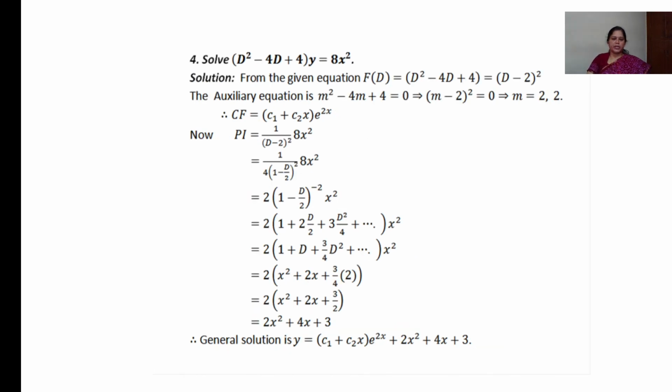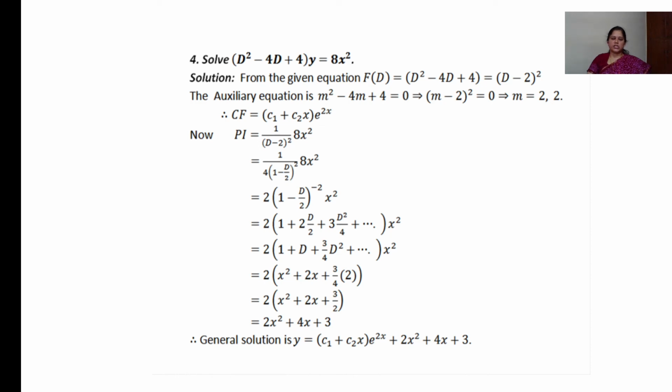Then next example is solve D square minus 4D plus 4 into y is equal to 3x square. Now from the given equation f of D is D square minus 4D plus 4. So we can write that as D minus 2 whole square. Then the auxiliary equation is m minus 2 whole square, then m is equal to 2 and 2 we got. So both the values are real and coincident. That's why CF is C1 plus C2 into x into e to the power 2x.